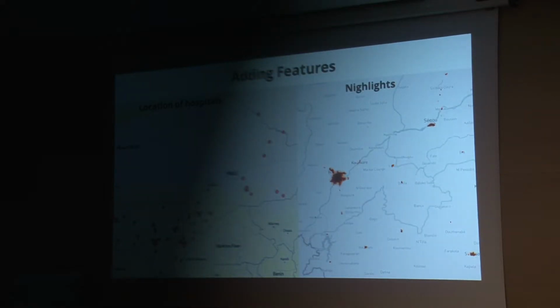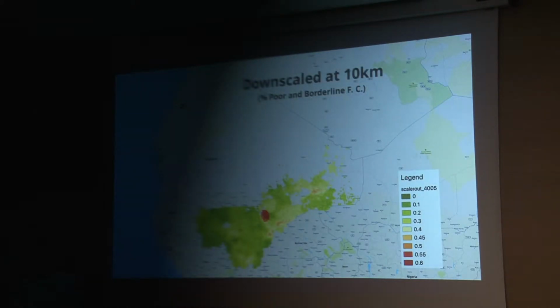So again, we extract the features in this location. For hospitals, we get the location of hospitals from OpenStreetMap. We compute the distance to hospitals. Night lights, we get them from the NASA satellites. And we put that into a model with the other features that I showed before, and that's the final map we get. Prediction map, here at, I think, 10 kilometer resolution.